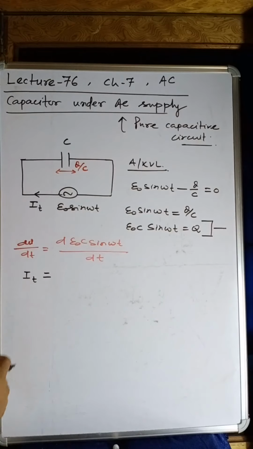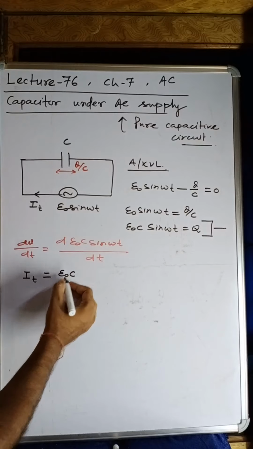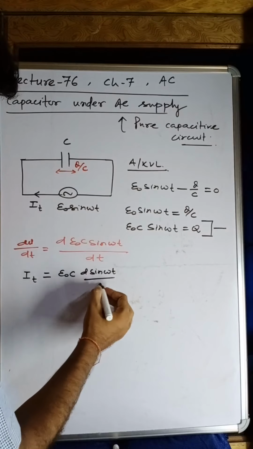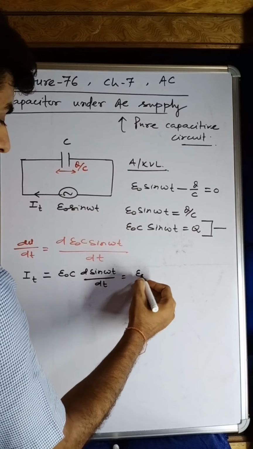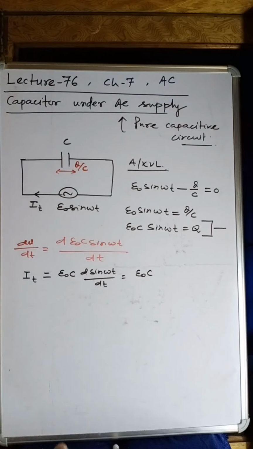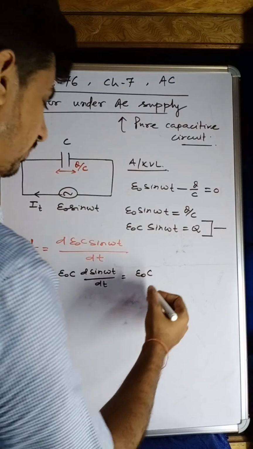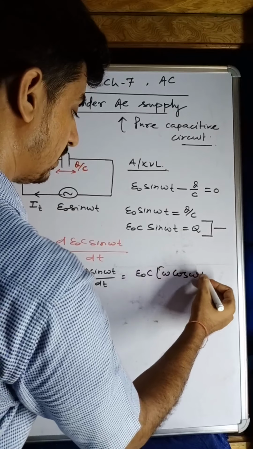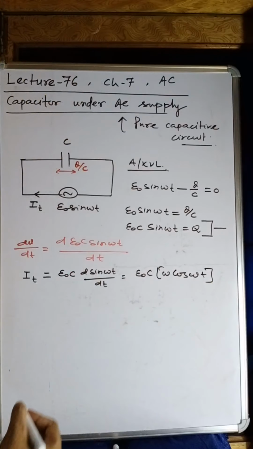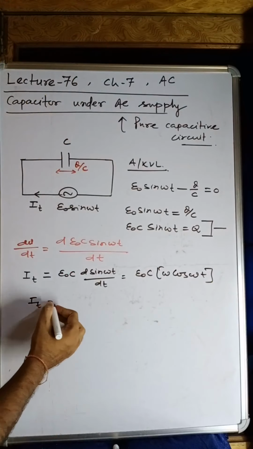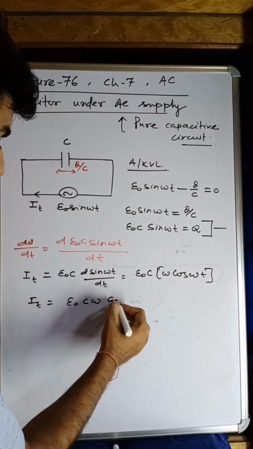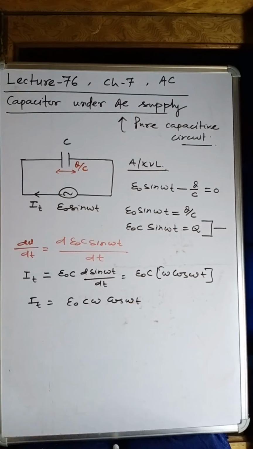But it is changing. So I(t) we can write, E naught is constant, C is constant, d sine omega t over dt. It is E naught C, and the derivative of sin omega t will be omega times cos omega t. Am I right? Yes. So we can write it as I equals E naught C omega cos omega t.